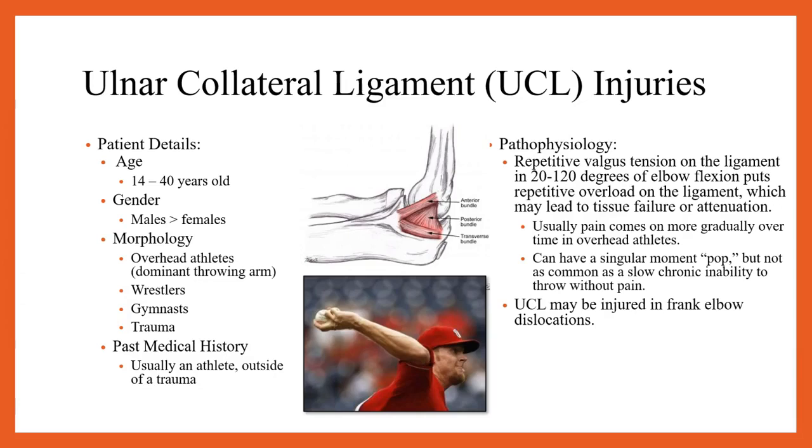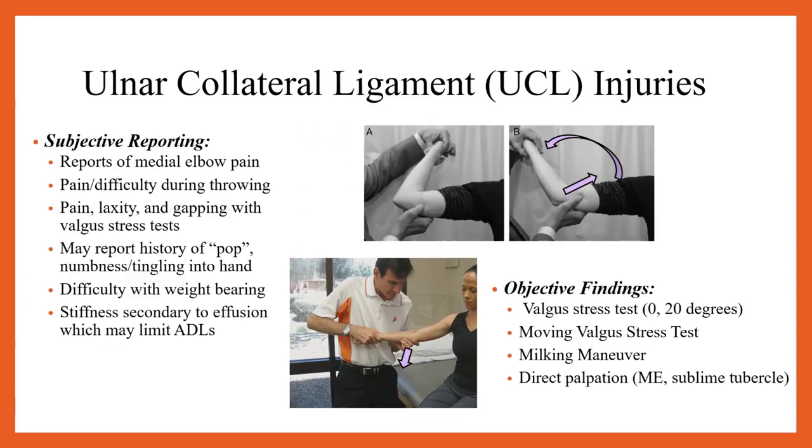Pain usually comes on more gradually with UCL injuries in throwers, but you can have a singular moment, a pop, if you will, but that's not as common in throwers. What's more common in wrestlers and gymnasts is the pop, okay? The UCL also may be injured in frank elbow dislocations, because if the elbow is getting dislocated, a lot of the structures around the elbow will get injured as well.